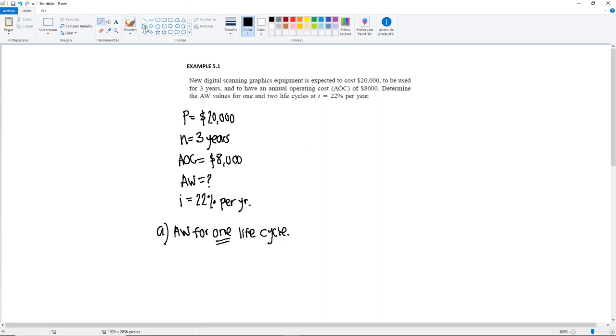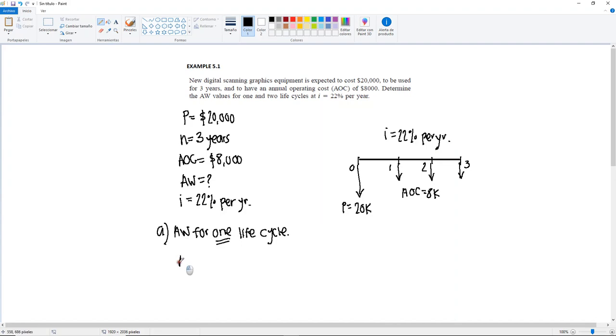Okay, so if we only have 1 life cycle, our diagram is going to have 3 years. I'm going to draw it here on the side. So it's going to be year 0, 1, 2, and 3. Then we have our P going down, $20,000. We have the annual operating cost going down every year of $8,000. So these are negatives. And then don't forget to include the interest, 22% per year. Okay, so that means that we need to distribute our P equally among 3 years.